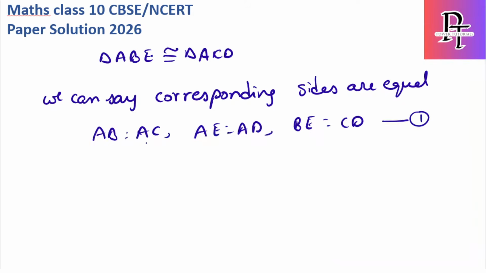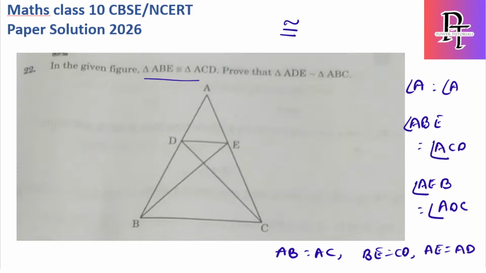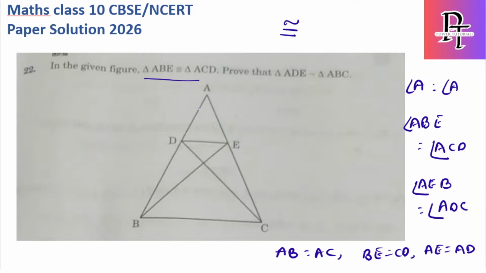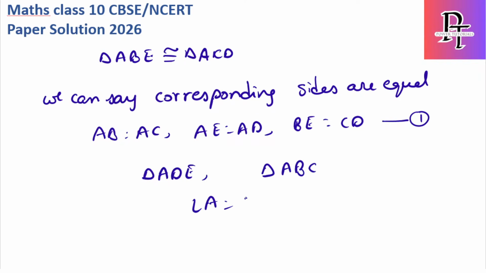Triangle ADE and triangle ABC. Okay, so for this, if you notice which angle is common for these two triangles, angle A is common, so we can directly write angle A is equal to angle A, common angle. Okay, so I want to use SAS similarity here, which is side angle side, that is if one angle is common, then the corresponding sides of that particular angle should be in equal ratio.